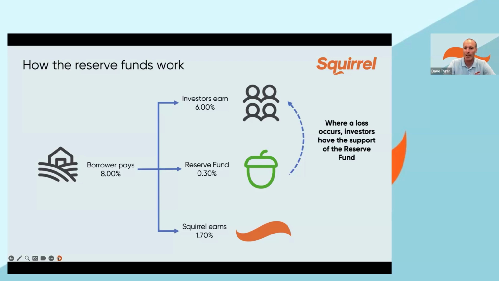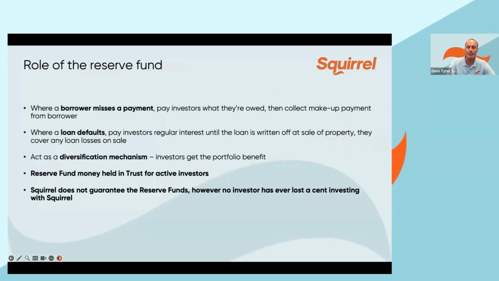When a loss eventuates, you see money move from the green acorn back to our investors. So the reserve funds are there to back our investors if any particular loan ends up with a loss. So the role of the reserve funds in a little bit more detail. If a borrower misses a payment, the reserve fund steps in and will make that payment to investors. When the borrower catches up on that payment, they owe that money back to the reserve fund, which helps recapitalize it at that point.